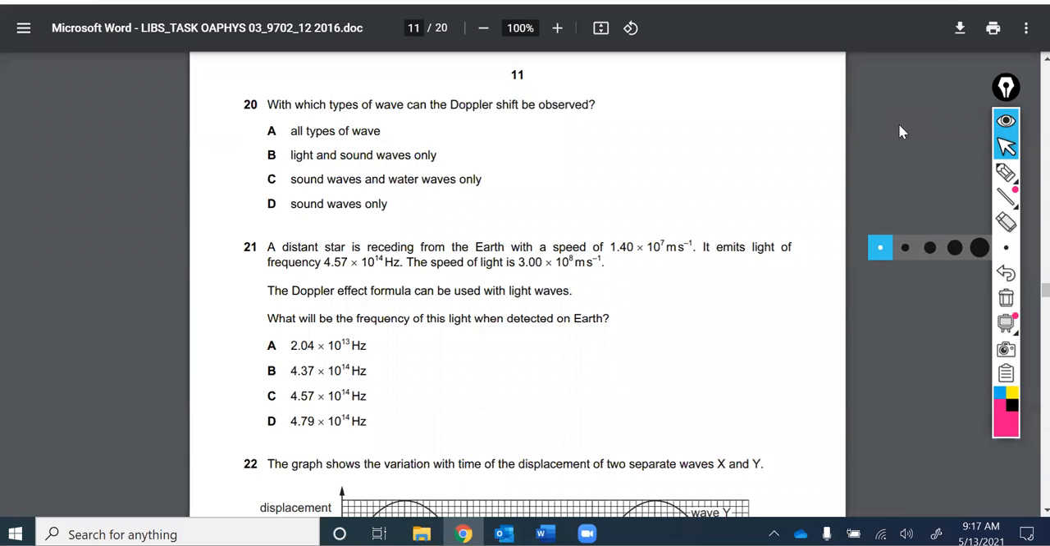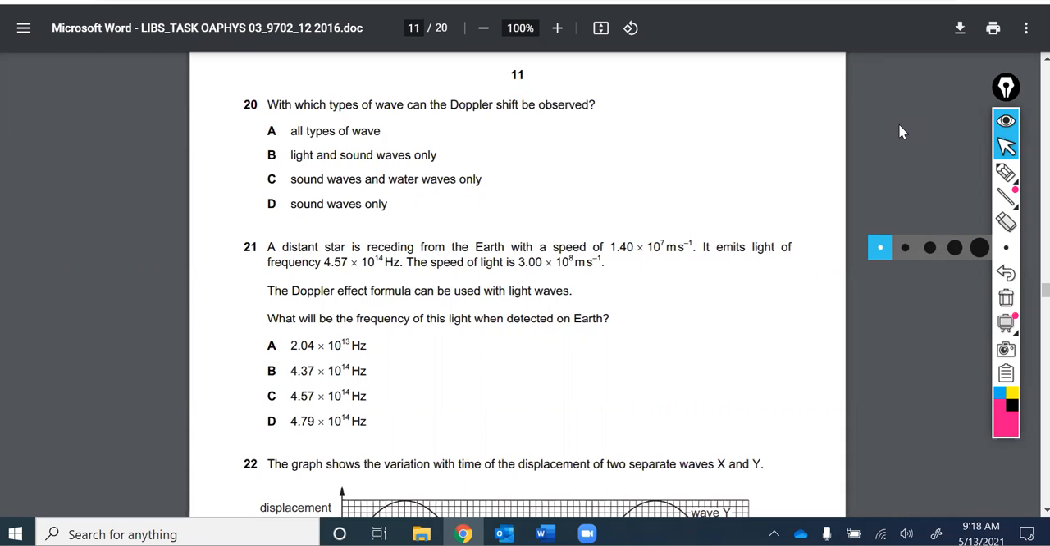All right, the first question here related to wave physics from this paper. One says, with which types of wave can the Doppler shift be observed? All types of wave. A, that's correct. Okay, all types of wave can we observe the Doppler shift in? Well, that's not good English class. We can observe the Doppler shift in all types of wave.